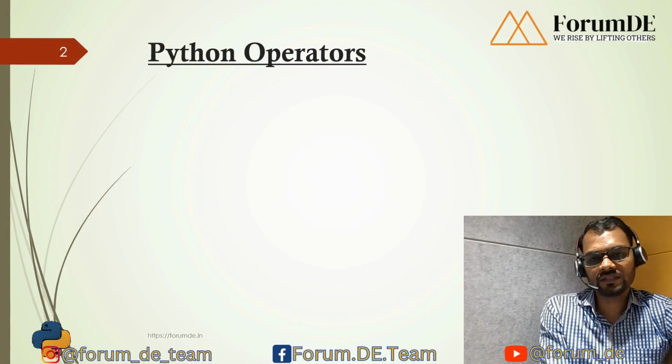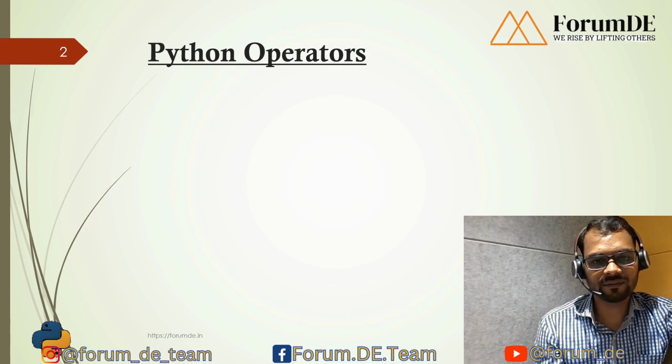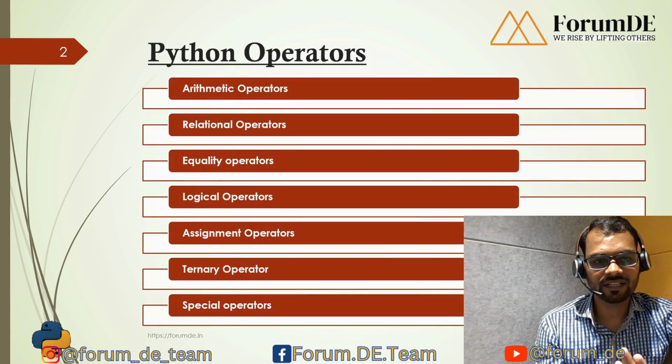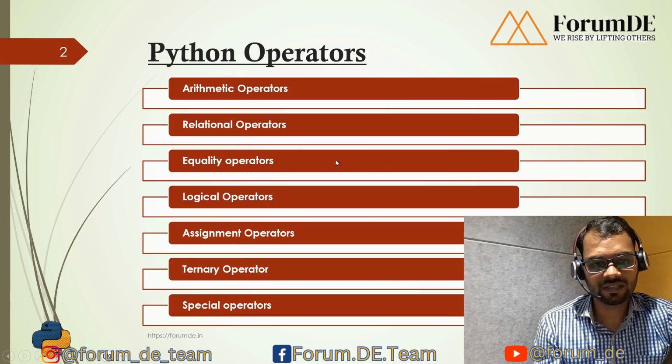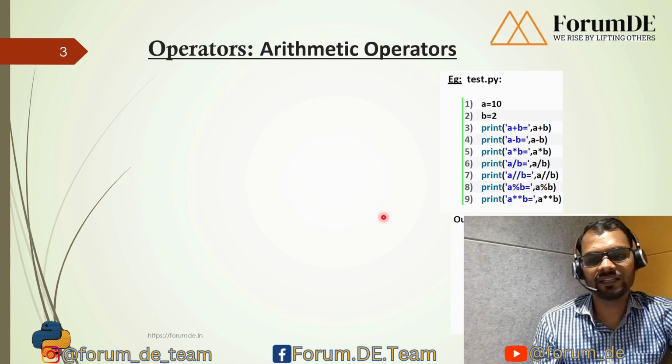Everyone. So in this video we are going to discuss the next topic, that is Python operators. In Python operators, there are a few types of topics we are going to discuss: arithmetic operators, relational operators, logical operators, assignment operators, ternary operator, and special operators. These are the operators we are going to discuss in this topic, one by one. So first is arithmetic operators.